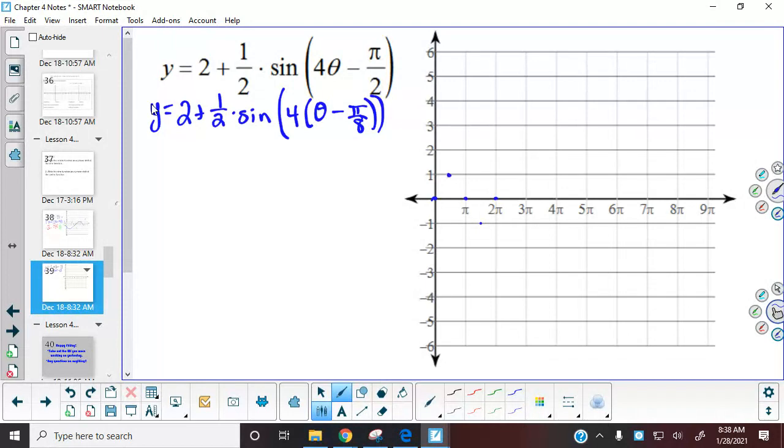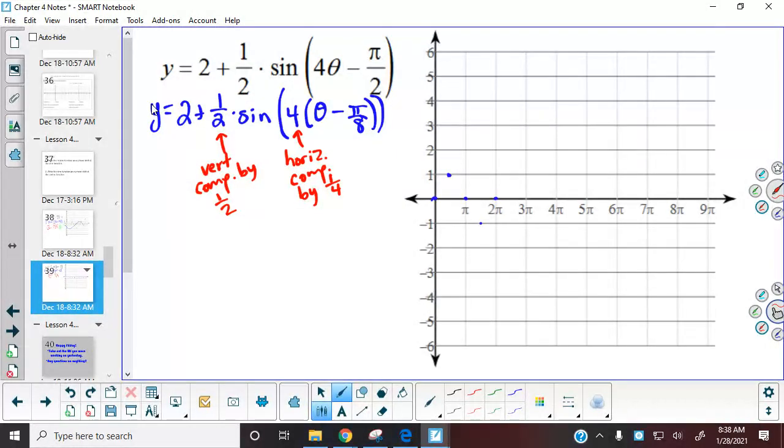Okay? And so when you look at this, you've got your vertical and horizontal stretches going on. Here, this is telling me that it's been vertically stretched by 1/2, or compressed by 1/2. This is telling me it's been horizontally compressed by 4, or 1/4 if you are thinking multiplication. So either divide by 4 or multiply by 1/4.